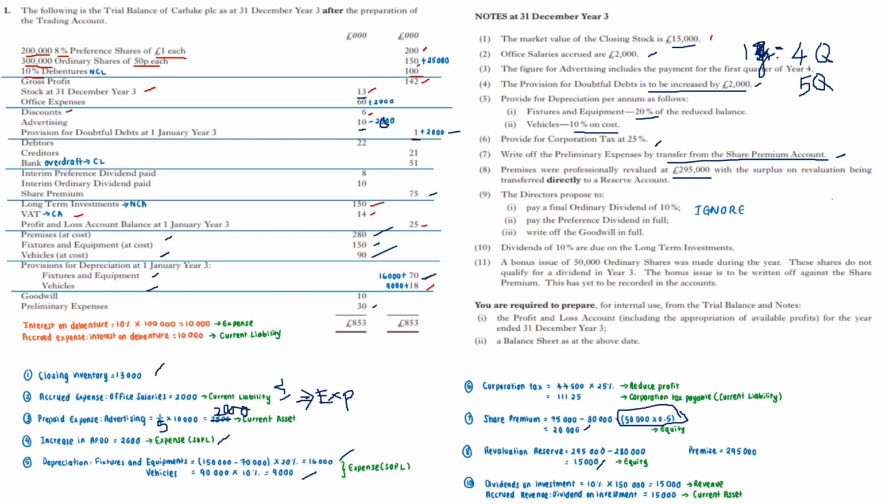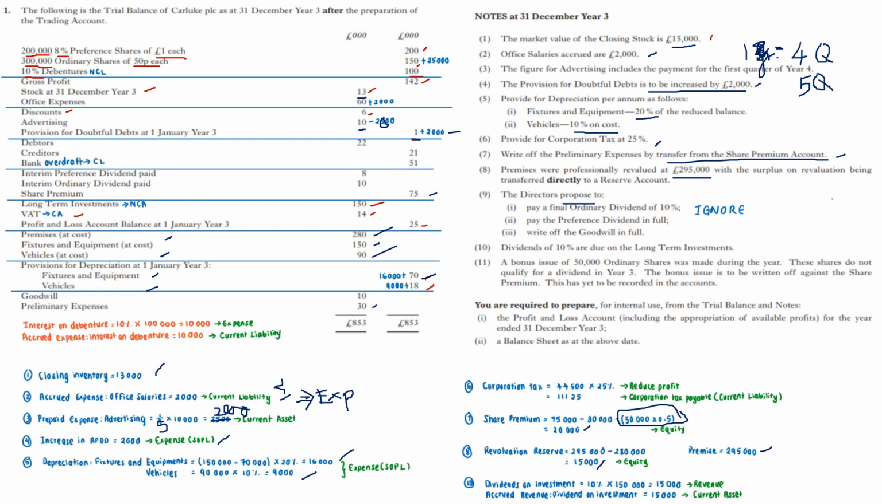When you record your premises in your non-current assets, you would record it based on the revalued amount, which is 295,000. Okay, and number nine is a proposal. The directors propose to pay final ordinary dividend, pay preference dividend, write off goodwill. These are all proposals. So proposals you ignore, because it has not happened yet. So this will be put under notes to the accounts if you want to. There's no need if the question did not ask for it.